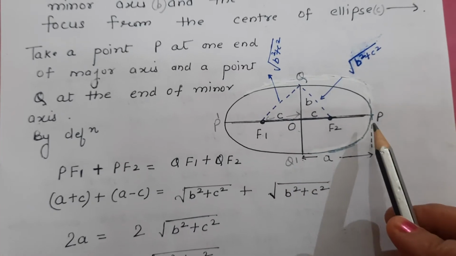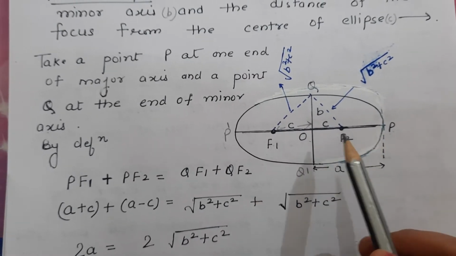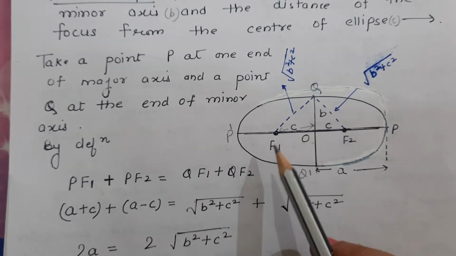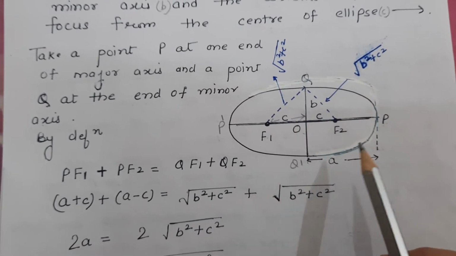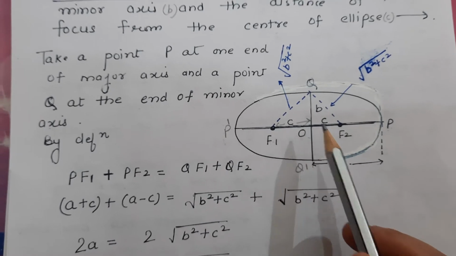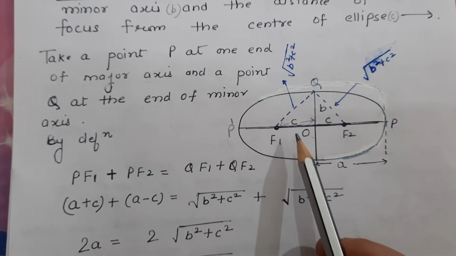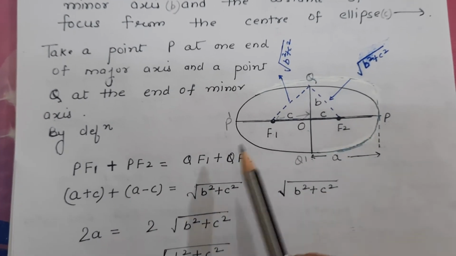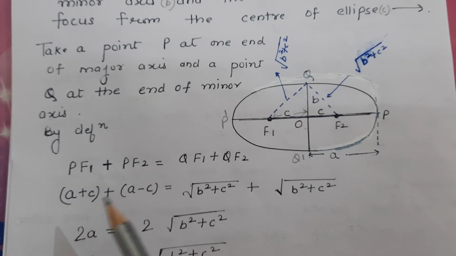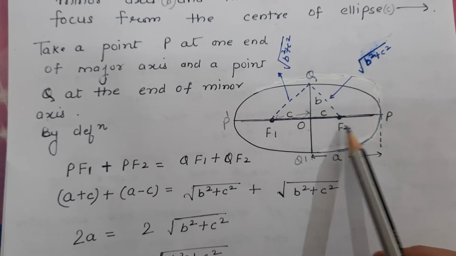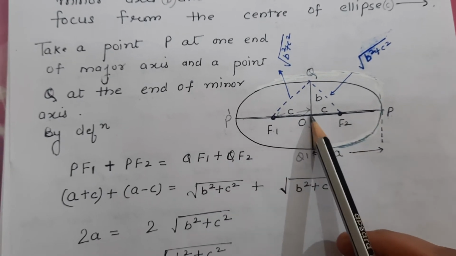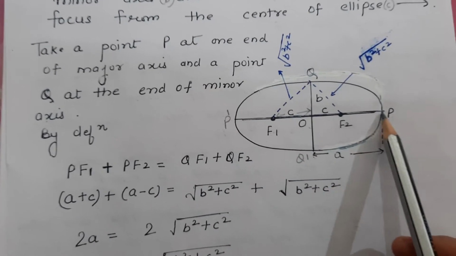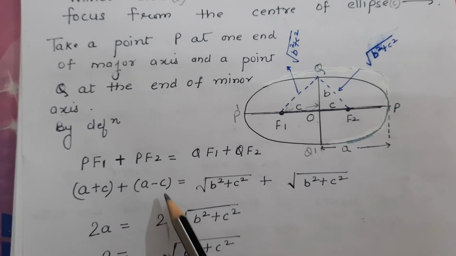Now, first PF1 plus PF2 must be the same as QF1 plus QF2. PF1, look at the diagram. This portion is A and this is C. So this PF1 must be A plus C. Now PF2, you have to find this distance. This OP is A and this is C. So that means this must be A minus C.